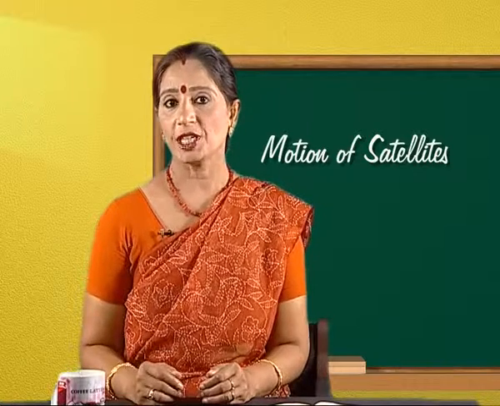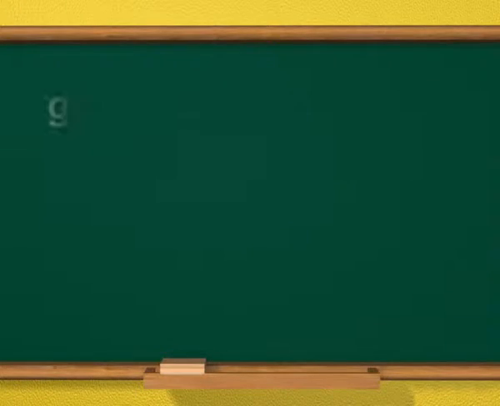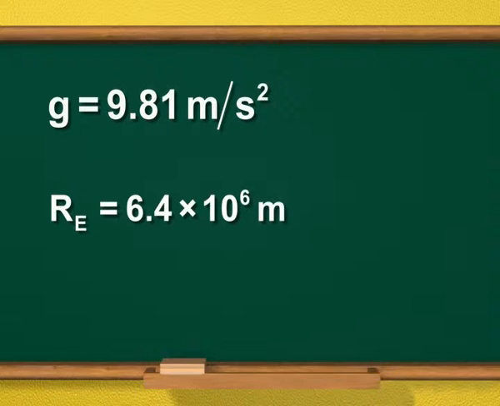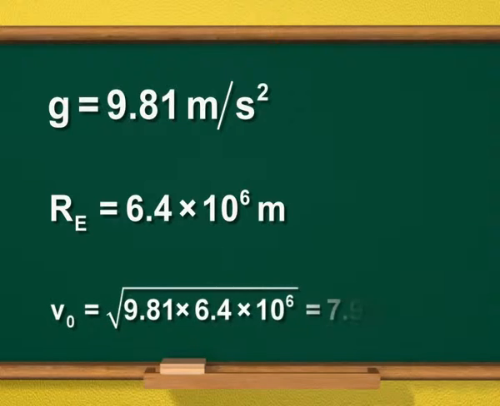By substituting the values of small g, which is equal to 9.81 meter per second square, and Re, which is equal to 6.4 into 10 to the power 6 meter in the expression, the required orbital velocity comes out to about 7.92 kilometers per second.